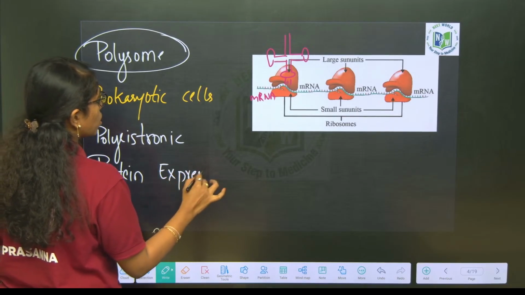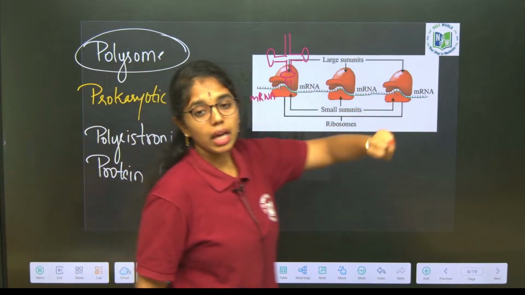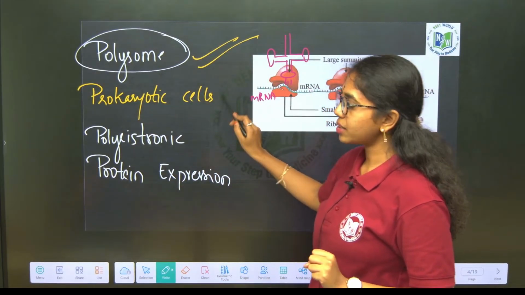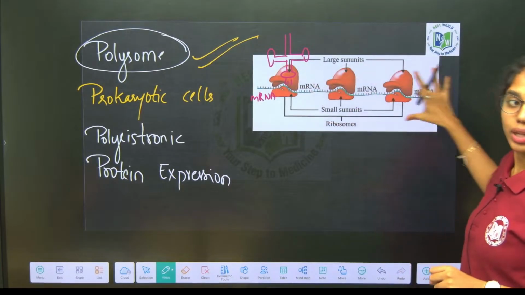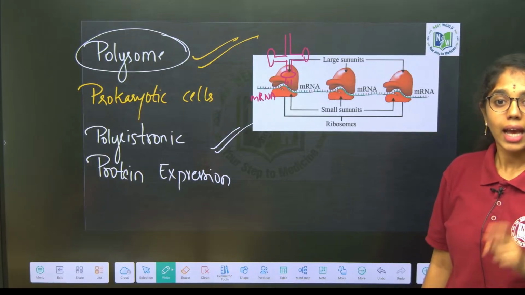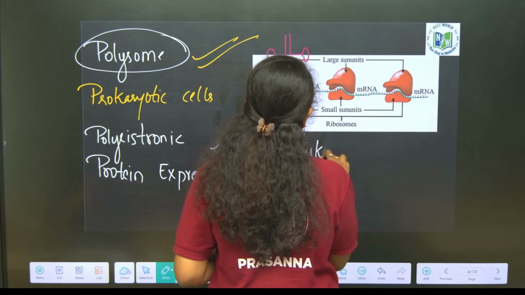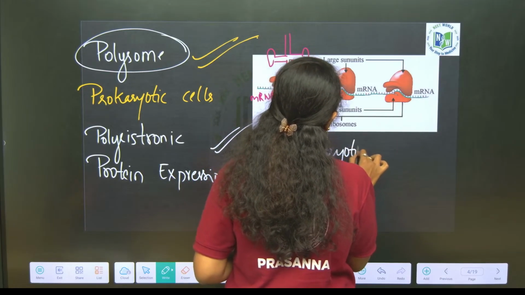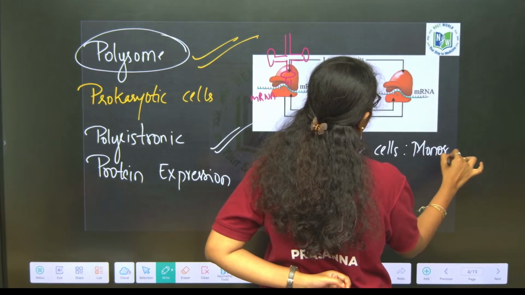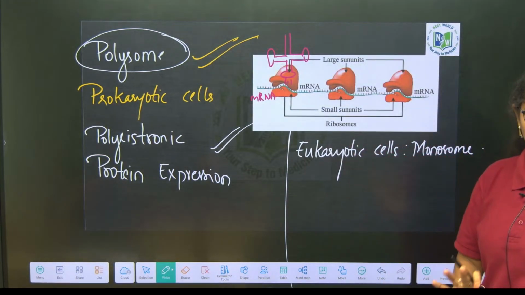Understood what is polysome? Single mRNA adjoined with many ribosomal units is called a polysome. This is observed in prokaryotic cells, which gives multiple protein expression, that is polycistronic protein expression. Clear? And in eukaryotic cells, what is observed? Monosome condition. In eukaryotic cells, monosome condition is observed. Yeah, monocistronic expression. Clear, right? Understood? Okay.